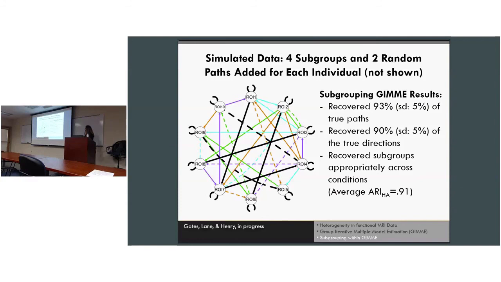And our recovery of subgroups was just excellent at 0.91, with one being absolutely perfect. Yeah. Can you say something about the strength of the paths that you simulated? Sure. So what's noted here, just to be clear, is the number of people who have the path. So the path width indicates that the whole group had it.